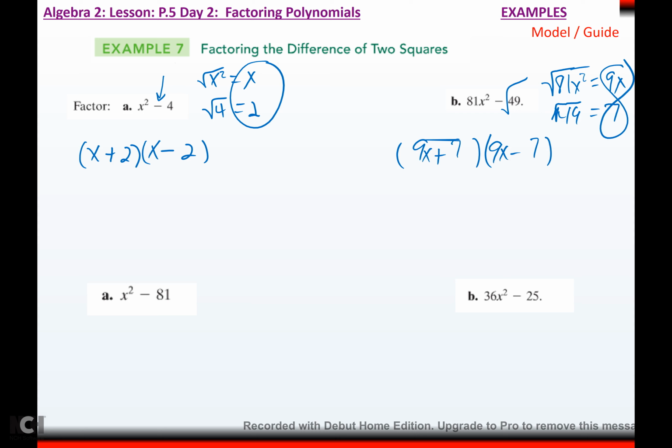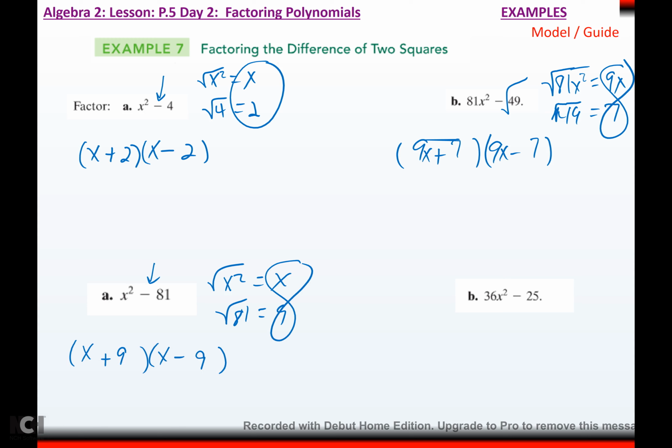Okay, two more. x squared minus 81. Square root of x squared is x. Perfect. Square root of 81 is 9. Perfect. That's a difference. Perfect. Bino, bino, plus and minus. My two terms are x plus 9, x minus 9. Check the 3.